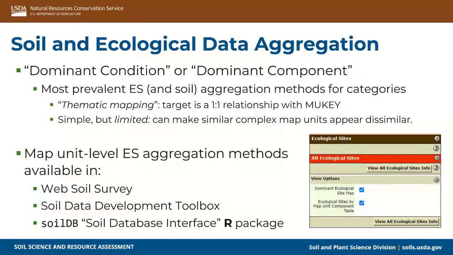These dominant condition and dominant component aggregations are easy to explain, and they should be right or accurate most of the time, and a good representation of the majority condition for our map units. These types of aggregation methods are readily available through a variety of different methods. First and foremost would be Web Soil Survey.